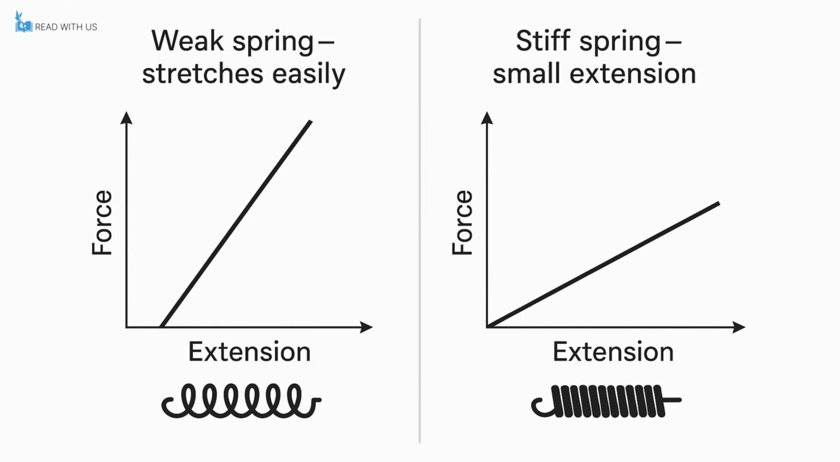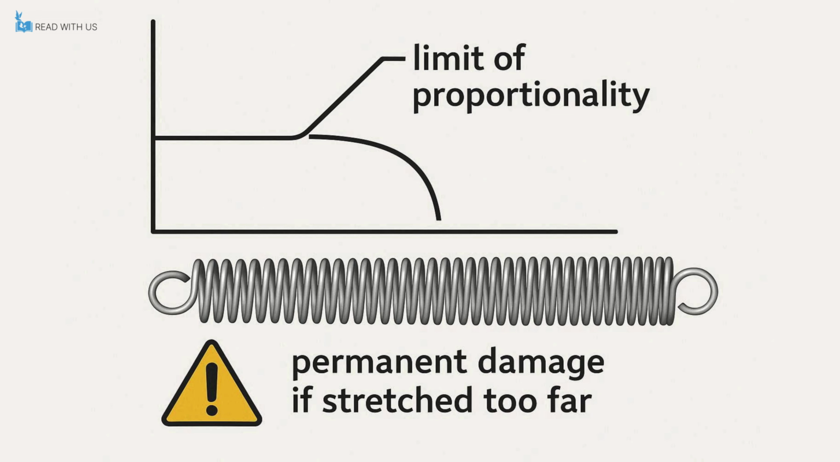A bigger gradient means the spring stretches easily. A smaller gradient means the spring is stiffer. If the spring is stretched too far, it reaches its limit of proportionality. After this point, the graph curves, and the spring no longer obeys Hooke's law. This means further force will not produce proportional extension, and the spring may not return to its original length.